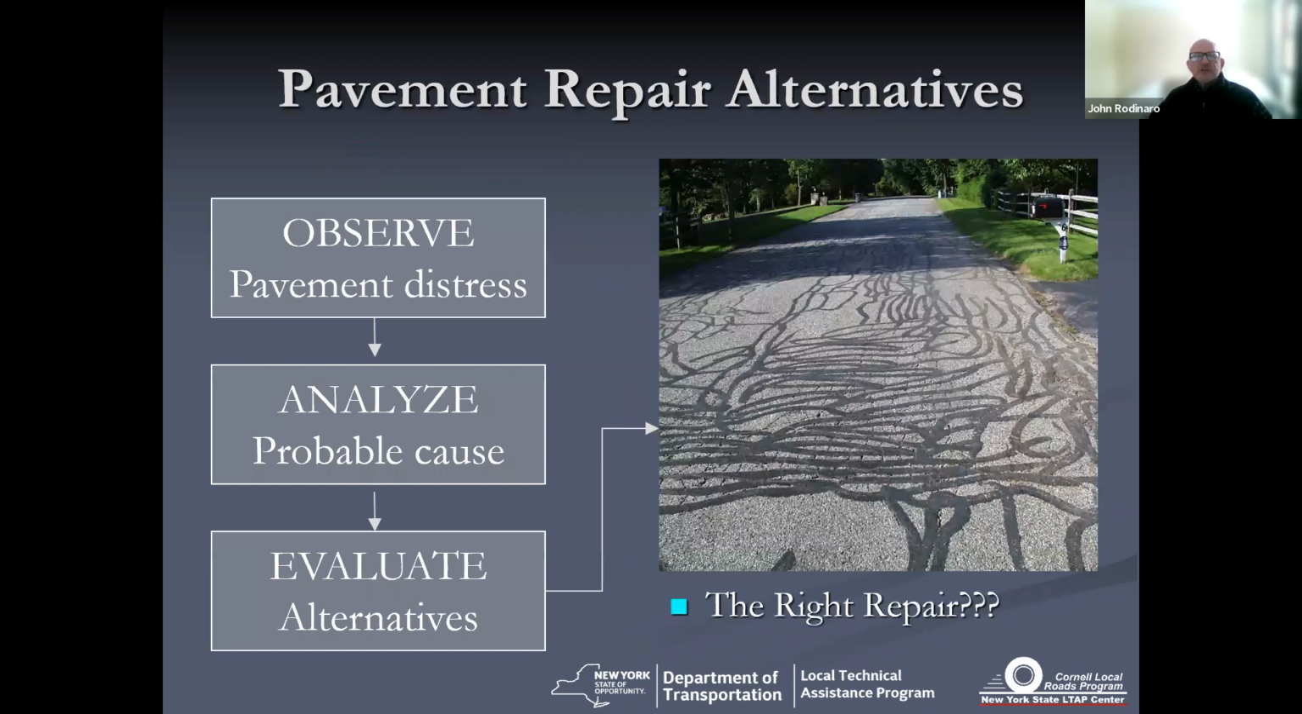In terms of your decision process, it's pretty straightforward and a pretty standard approach. You're going to observe your pavement distresses. You're going to analyze your probable causes. You're going to be evaluating your alternatives, and then you're going to make a decision on what repair you're going forward with. And in this case, you have to ask yourself, did they pick the right repair?